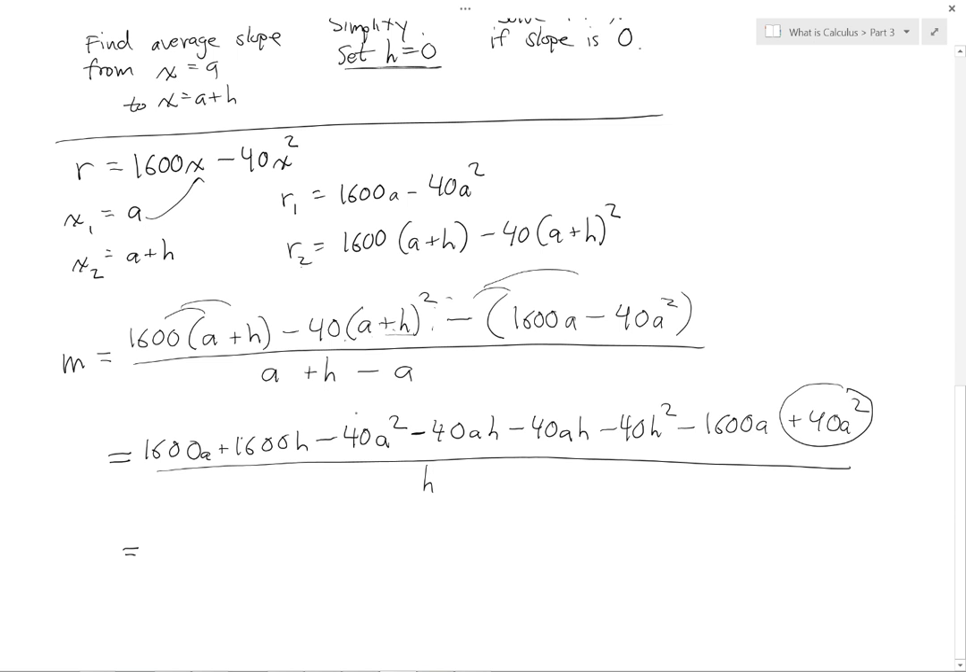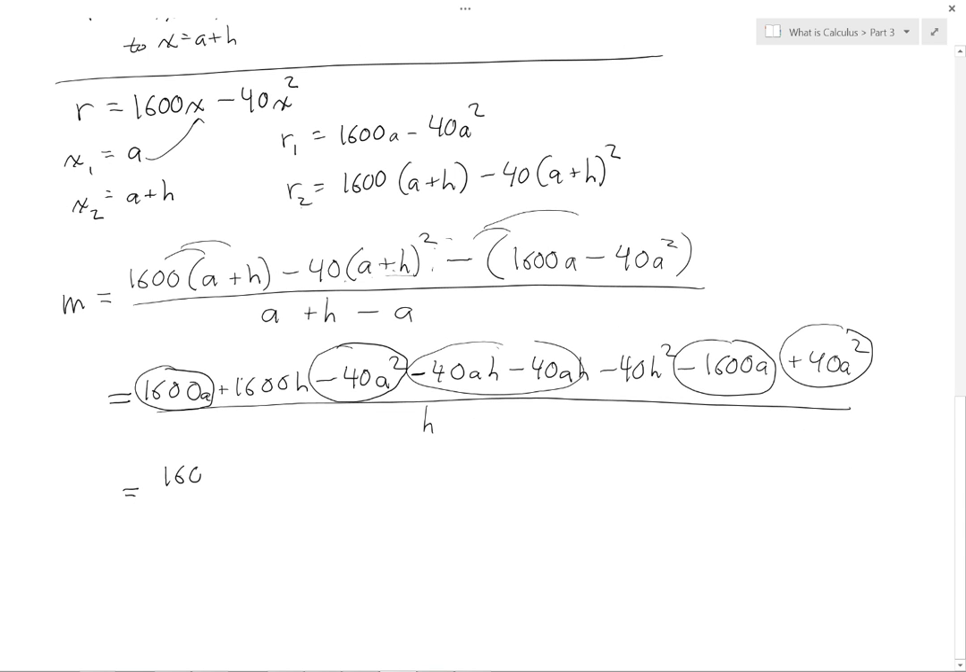I have a 40a squared and a minus 40a squared. We have a 1600a and a negative 1600a. Oh, we didn't subtract the minus 40 and minus 40ah, right? So we need to combine those two still. But let's see what we have. We have 1600h minus 80ah minus 40h squared. Everything else cancels out, and now we can pull out an h.